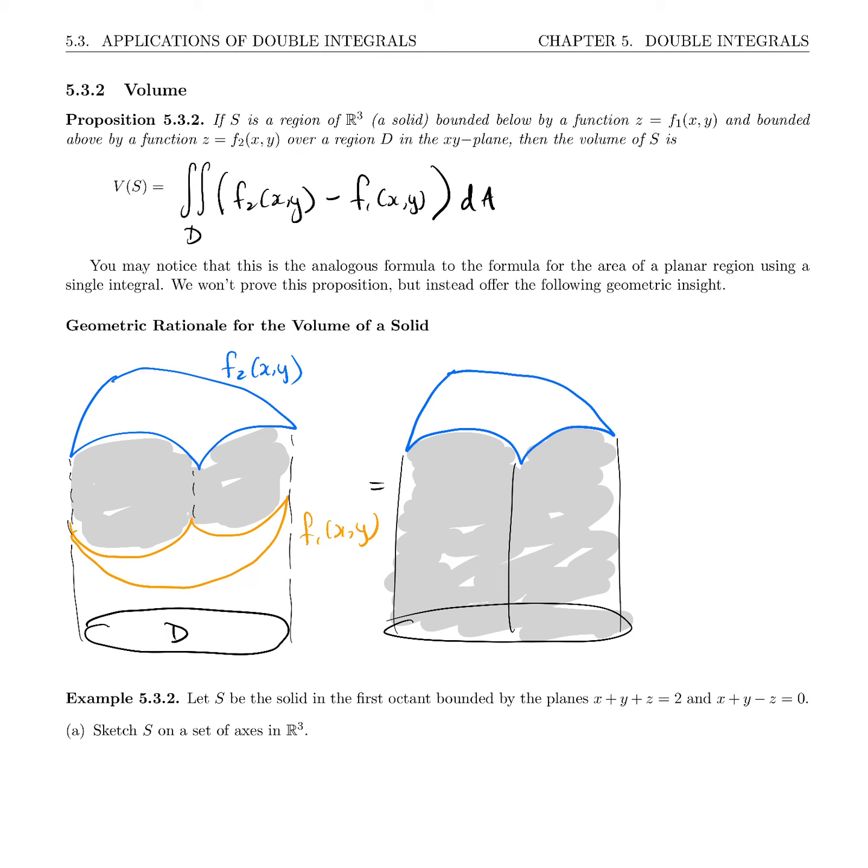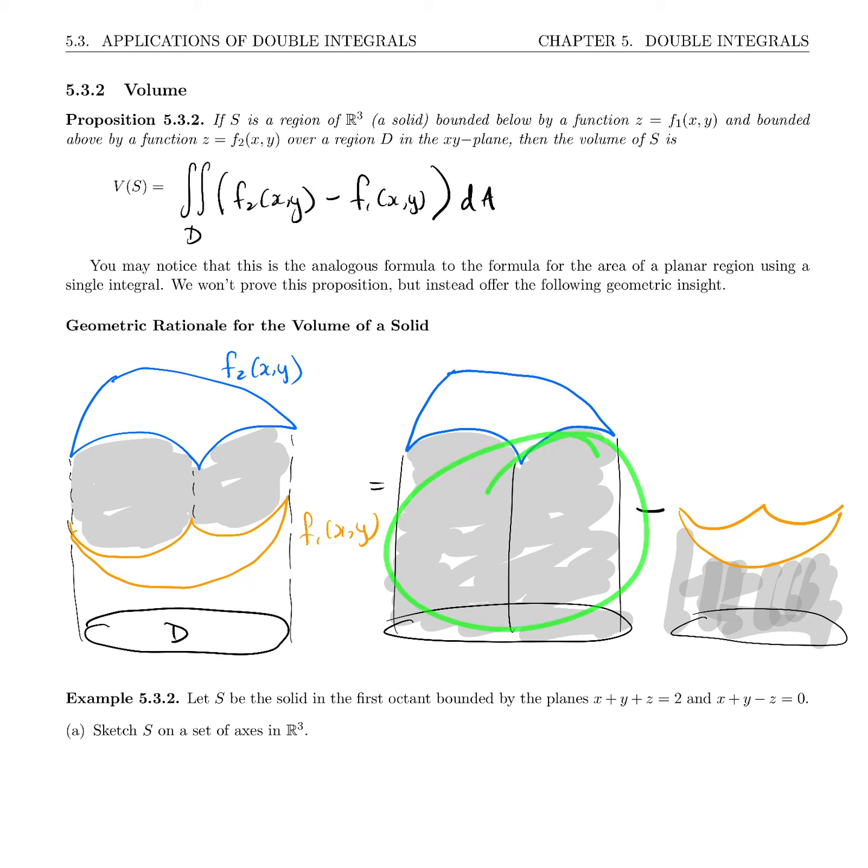So we're going to take the first volume and subtract off the volume that's under the bottom surface, right? If we subtract off the volume that's under here, so we take all of this and we subtract off this, then what are we left with? The bit in the middle, which is that. So that's the geometric rationale for why the double integral of the difference of two functions, the top minus the bottom, gives us the volume of the solid region in space that's trapped between them.